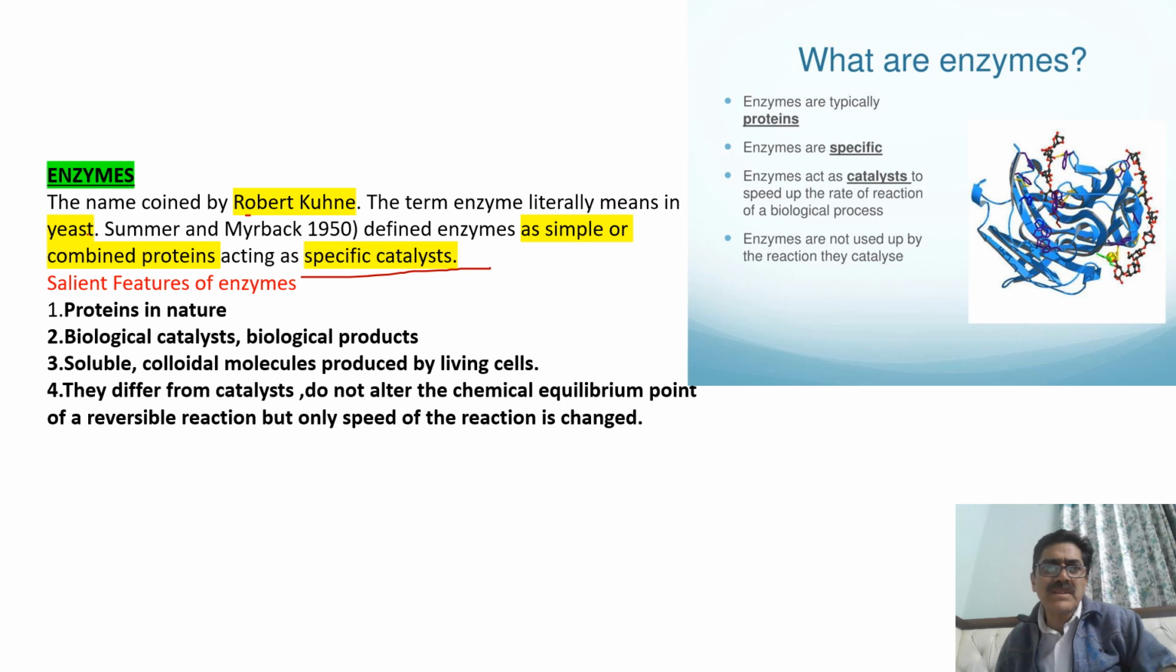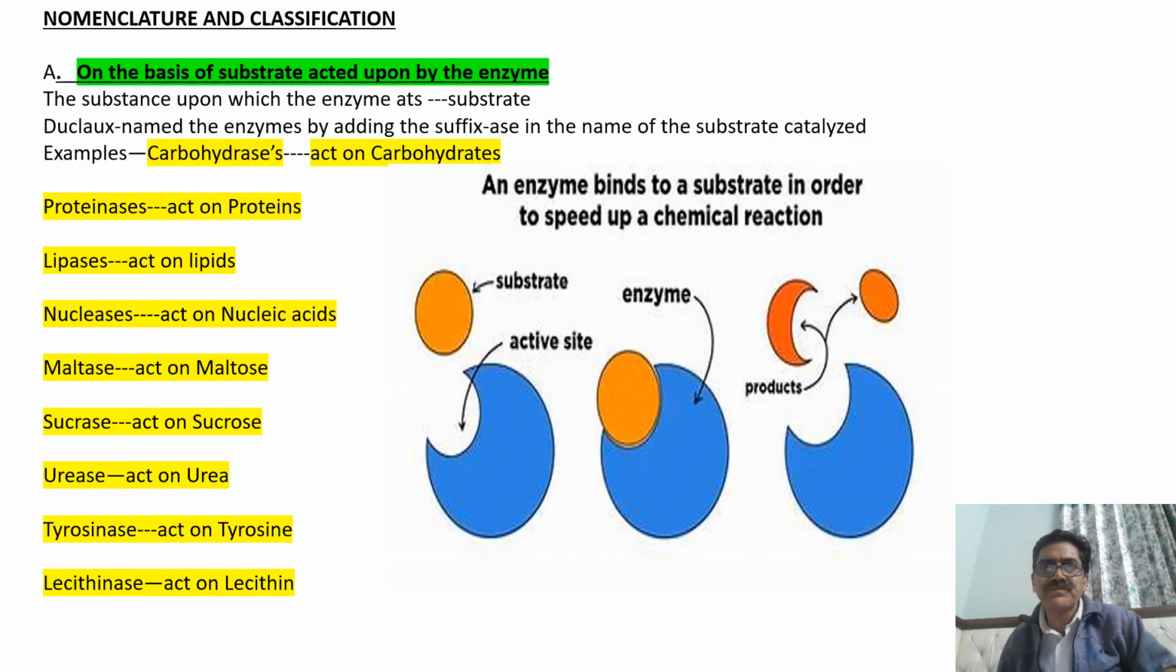Now, some of the salient features of these enzymes include they are proteins in nature, they have a proteinaceous nature. Secondly, they are biological catalysts, they are soluble, they are colloidal molecules produced by living cells. They differ from catalysts in the fact that they do not change the chemical equilibrium point, but they only speed up the rate of reaction. That is very important with respect to enzymes.